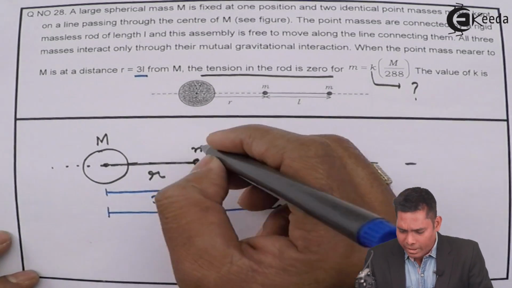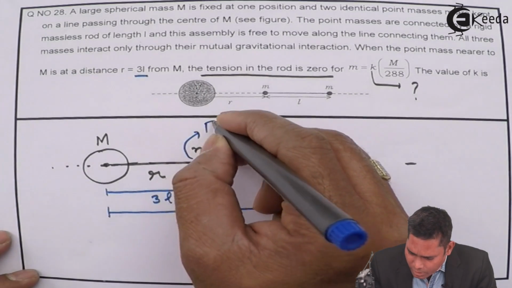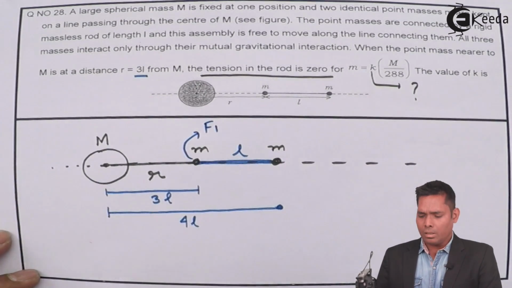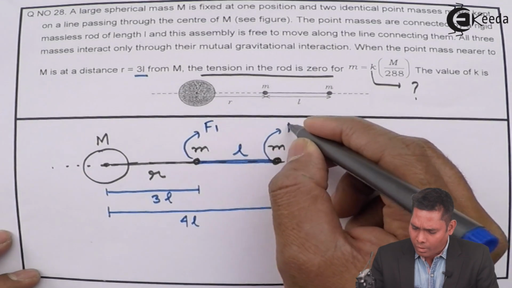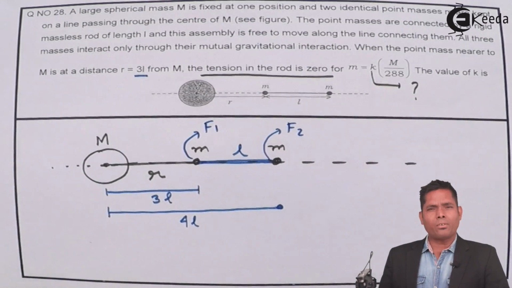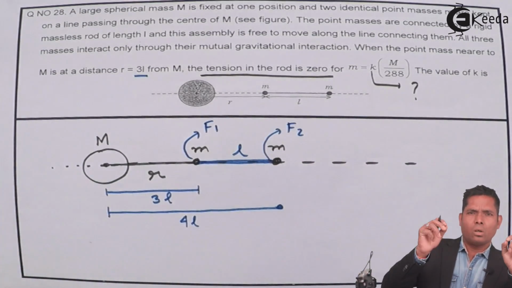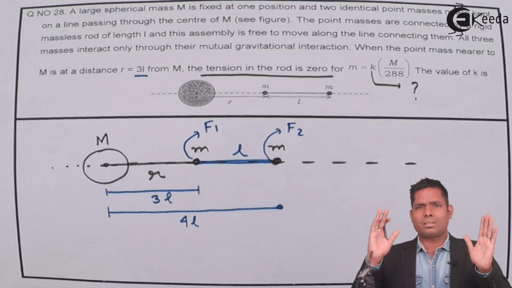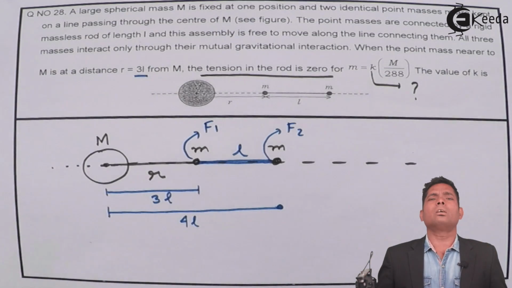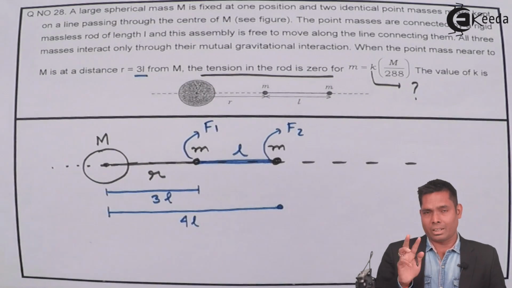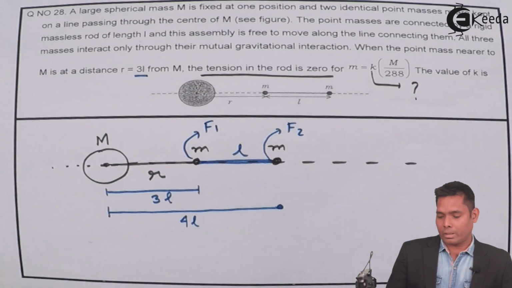Now what is the net force on this one? Suppose I call this F1, net force on this one, and net force on this one I call F2. So F1 and F2 are the net forces on the masses, first mass and second mass. Obviously having masses small m, then we'll equate those two.